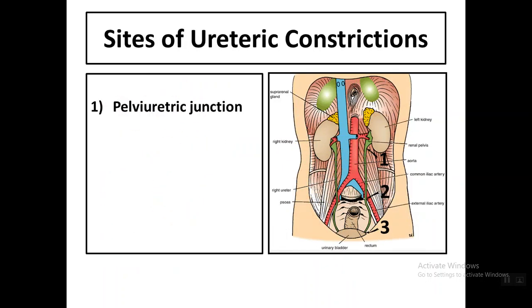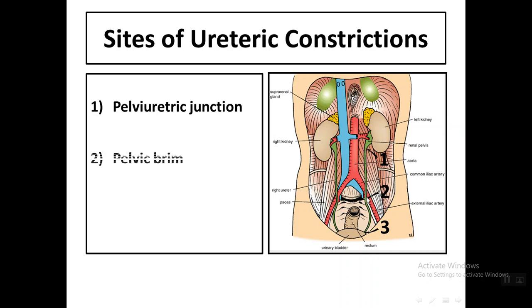There are certain sites of the ureter where it undergoes constrictions. The first constriction is at the pelvic ureteric junction, at the junction of the renal pelvis with the ureter. This is called the pelvic ureteric junction. This is the first constriction.